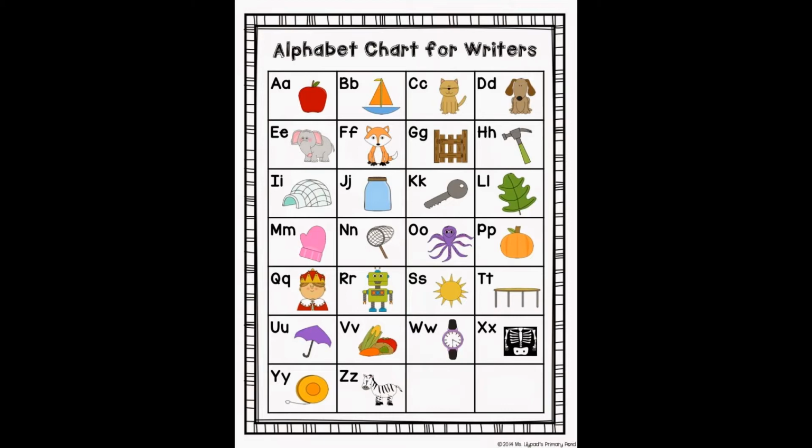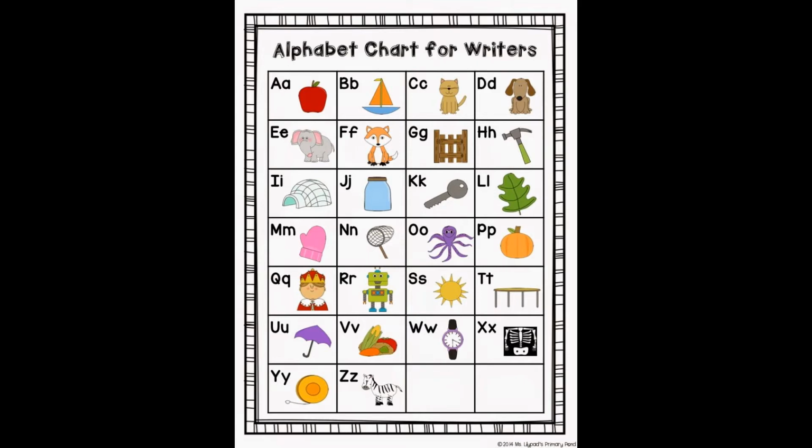On the chart, there are letters and a picture to go with each letter. The picture is something that starts with that letter. So for A, I see an apple. I know that apple starts with the sound ah, so that means that apple starts with the letter A. A makes the sound ah. I also see a boat with the letter B. So I know that boat must begin with b, b.